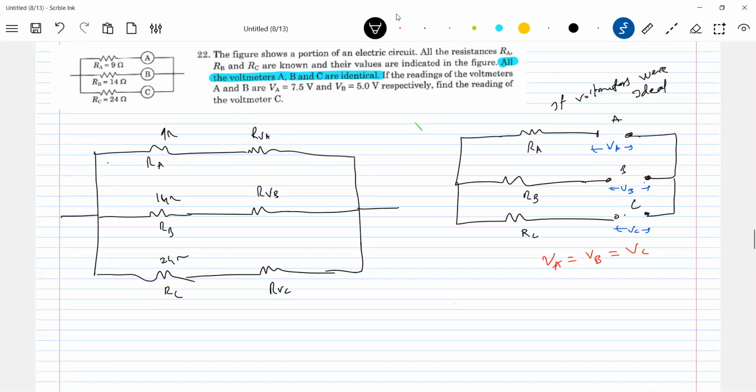What is this drop? We have information of this potential drop. How much is it? 7.5 volt. We have information of this, it is equal to 5 volt. We are asked to calculate this drop. So let's assume there is some current flowing through this: IA, IB, IC. These are the polarities.